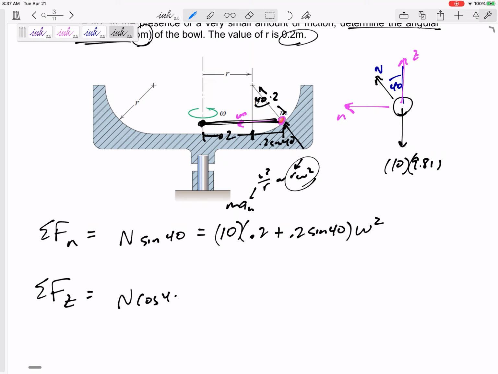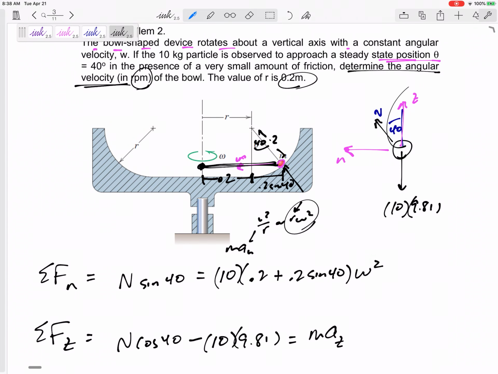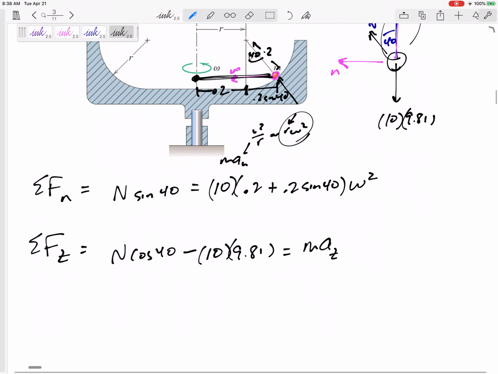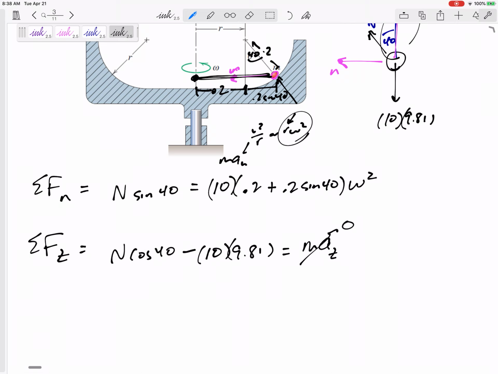N cosine 40 in the positive z minus 10 times 9.81 in the negative z equals MAZ. Is it accelerating in the z direction? No, it reaches this steady position. It's not getting higher or lower in the z direction, so that would be equal to 0. Okay, so N is going to be 128 newtons. Plug that in up there, yes.